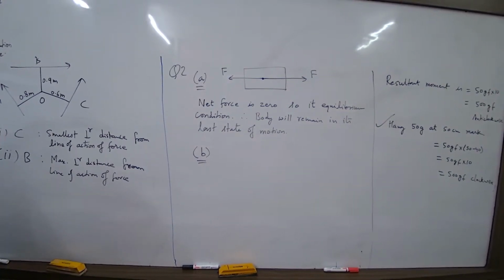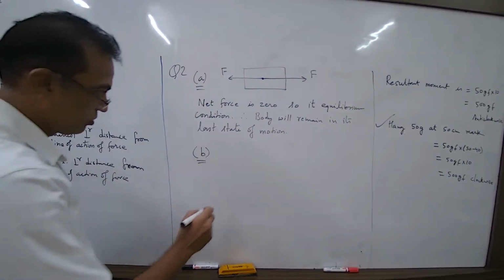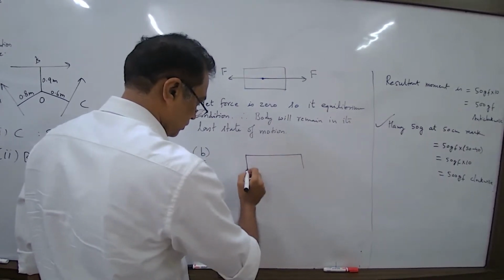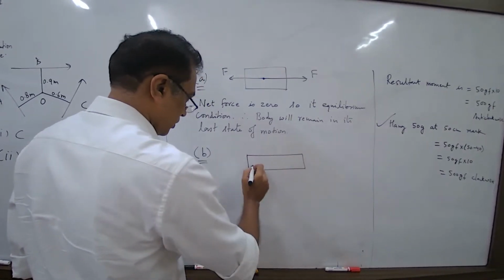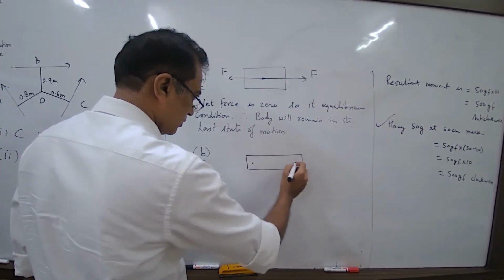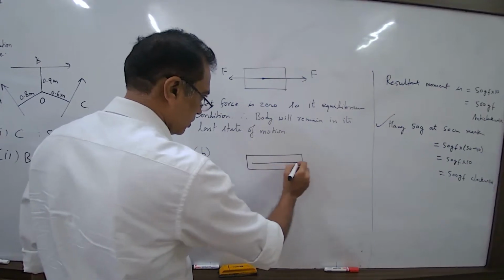Now, two forces act at two different points of the body at a separation r. Let us say the forces are acting in this direction. This is distance r.